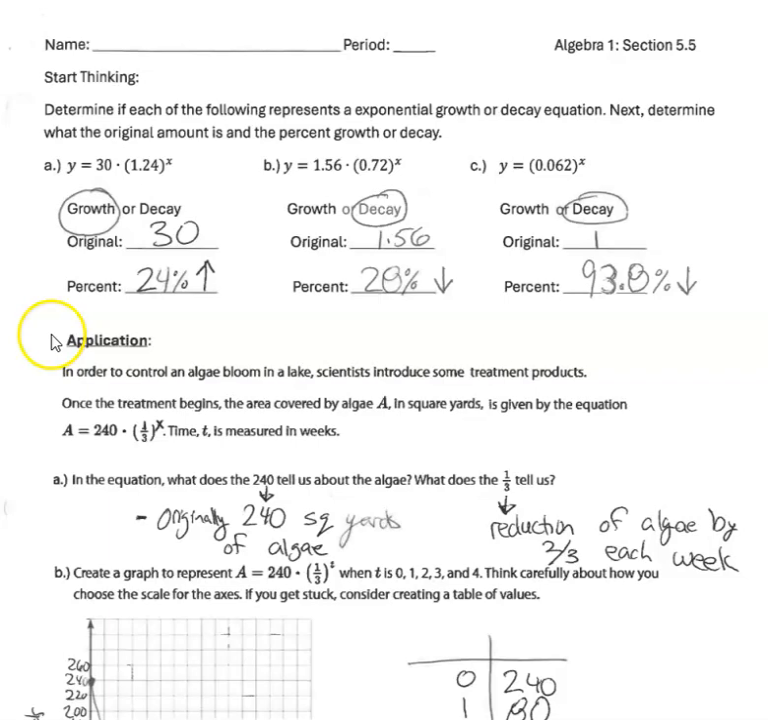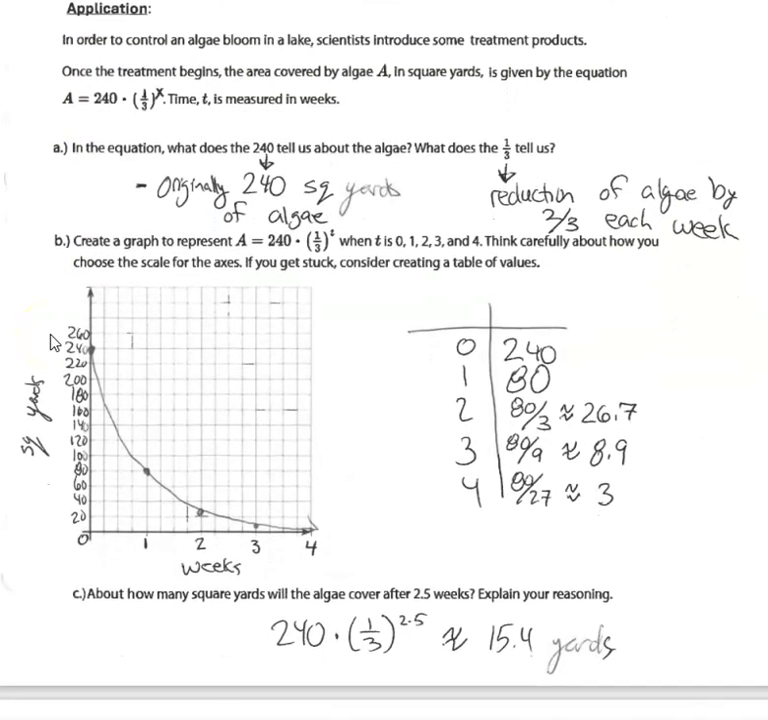Now, the next thing we studied here was just looking at a real-world example of exponential decay. It says, in order to control an algae bloom in a lake, scientists introduce some treatment products. Once the treatment begins, the area covered by algae A in square yards is given by the equation A equals 240 times (1/3) to the x. They needed to figure out what the 240 was and what the 1/3 is. The 240 is pretty easy because we know what the equation looks like. That's going to be your original amount.